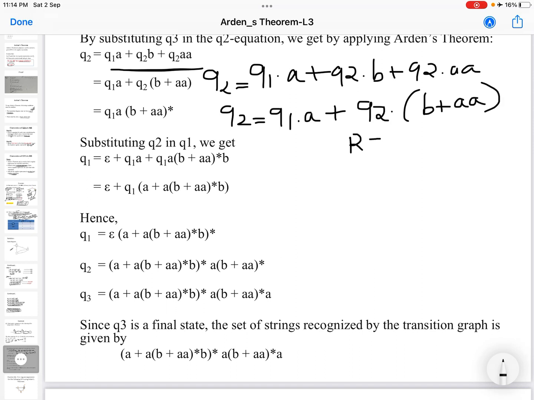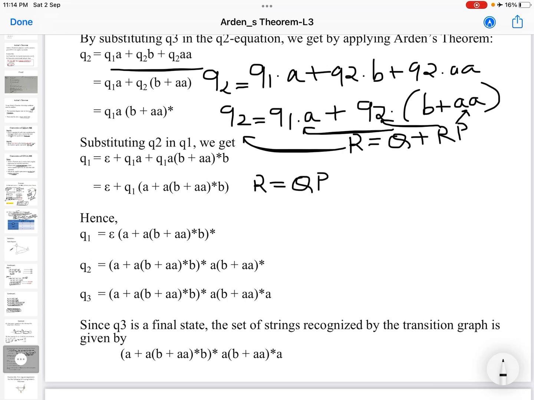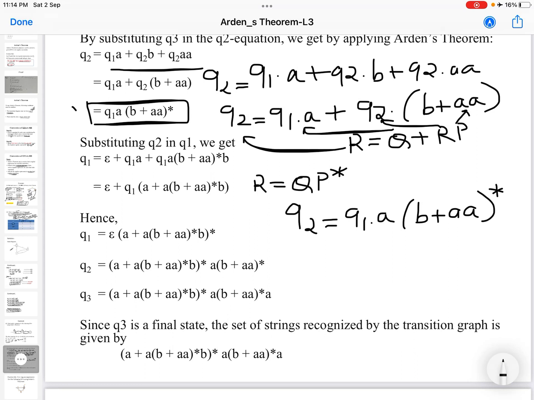Now this is in the form of R is equal to Q plus RP, where R is this, Q is this, and P is this. So we can rewrite it in the form of R equal to QP star. How will you rewrite? R is Q2, so Q2 is Q1 into A, (B plus AA) star. So you got this. This is equal to Q2.